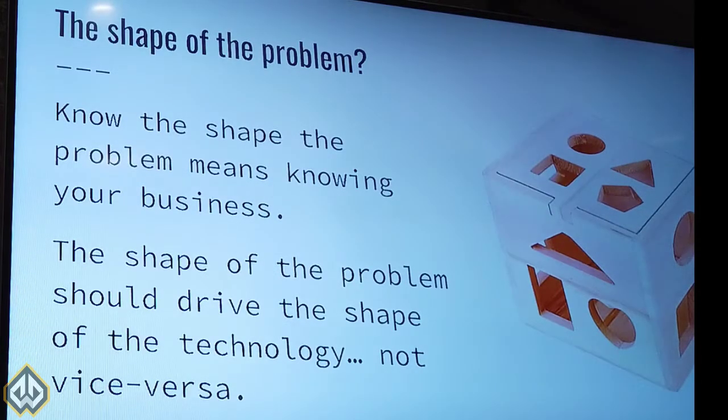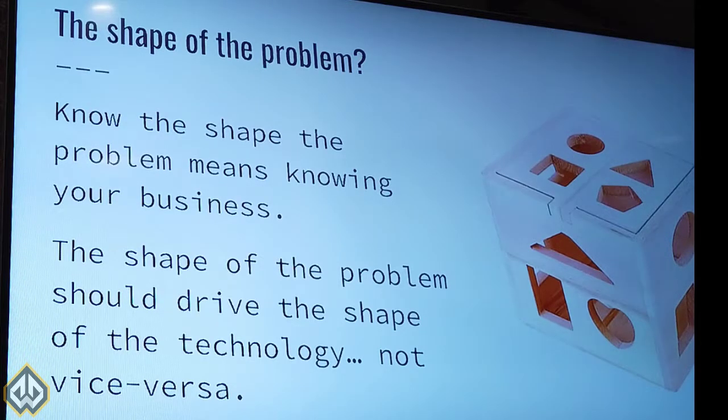So, if we just take those two problems, trying to figure out the shape of the problem and then the shape of the technology, and kind of break that down, then it can make things a lot easier. So knowing the shape of the problem, which is like the shape of the hole, that's knowing the business or the domain that you're working in.